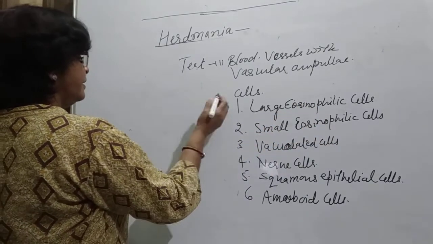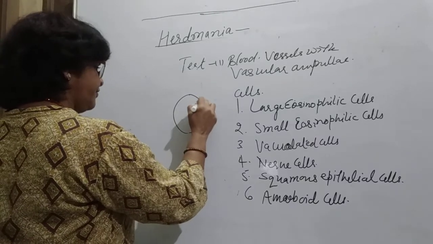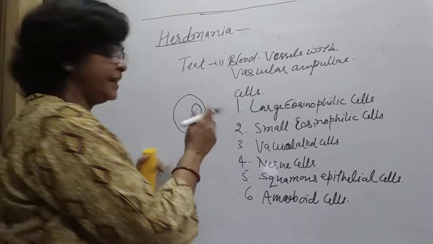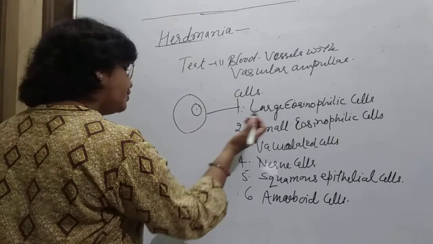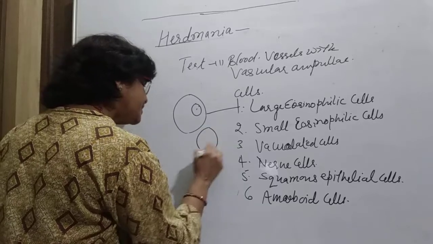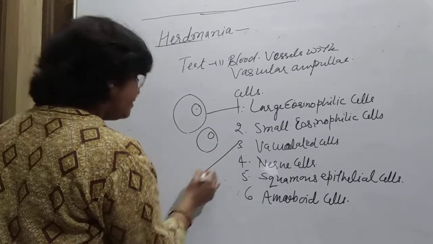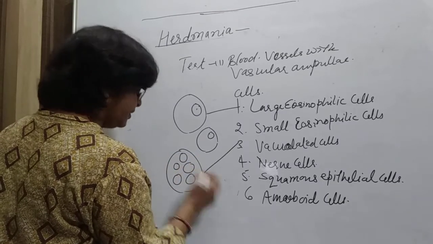So you can draw like, with the nucleus eccentric. Eccentric means the nucleus is not present in the center. So this is the large eosinophilic cells. If you want to draw this, you can make very small eosinophil cells with the eccentric nucleus. Vacuolated cells, you can make the vacuoles inside.